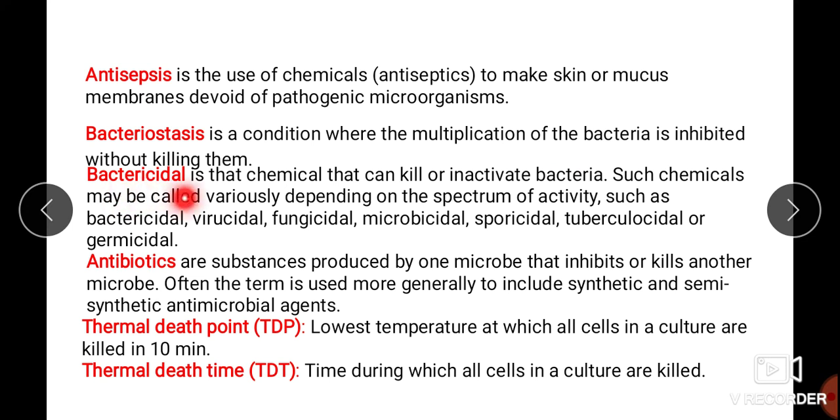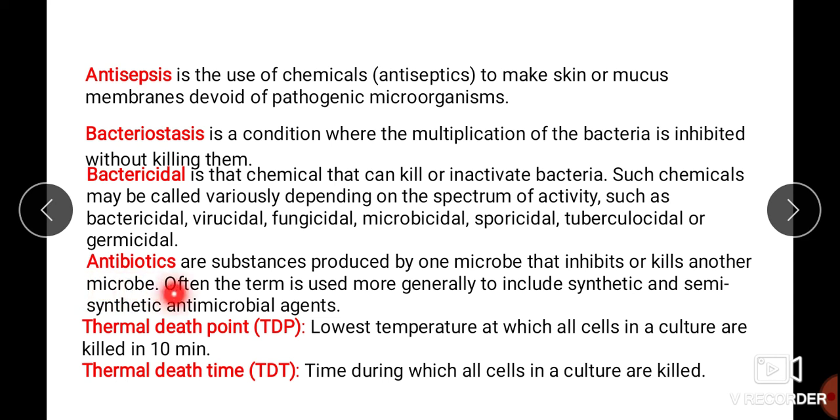Next point, bactericidal. It is a chemical that kills or inactivates bacteria, and such chemicals are called bactericidal chemicals. They may be bactericidal, virucidal, fungicidal, microbicidal, sporicidal, tuberculocidal or germicidal. Means the cidal suffix shows that it is used for killing a particular kind of organism.